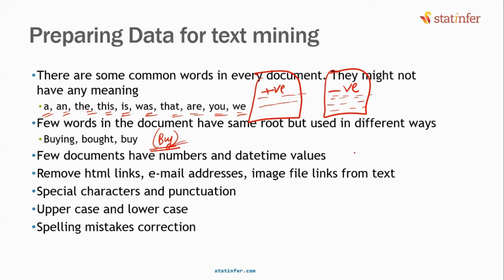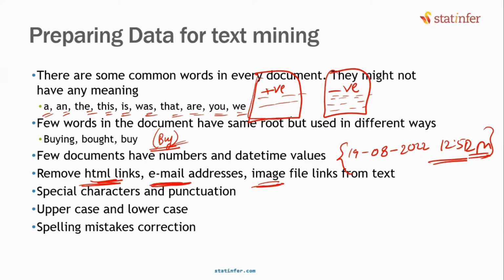Few documents have date time values: 19 September or August 2022, 12:52 PM. When you're doing positive versus negative sentiment, maybe these kinds of numerical values don't add any value. Especially when you're working with social media data, like Twitter data or Facebook data, you will have HTML links, email addresses, image file links. Are they really useful? HTML links, email addresses, they may not really decide whether it is a positive document or negative document. That can be ignored.